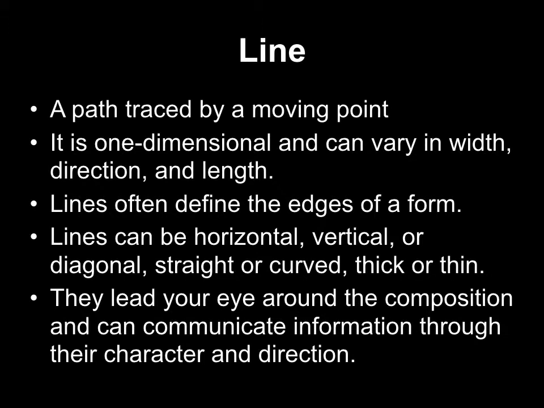Now, when we think about line, I'm sure you all have heard of line before. The mathematical definition of it is a path traced by a moving point. So that's kind of the simplest way of thinking about line. It's also one-dimensional and can vary in width, direction, and length. Lines also often define the edges of a form. Lines can be horizontal, vertical, diagonal, straight, curved, thick, or thin. They can also be used to lead your eye around the composition and communicate information through character and direction. So we're going to look at a couple examples of that next.